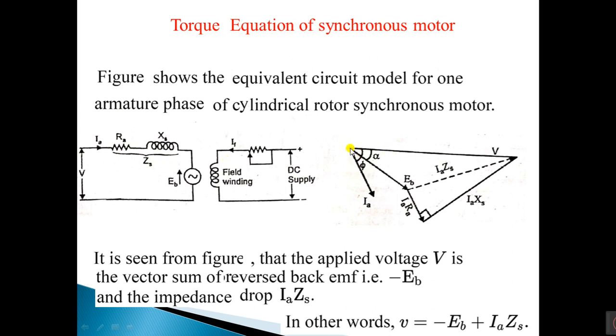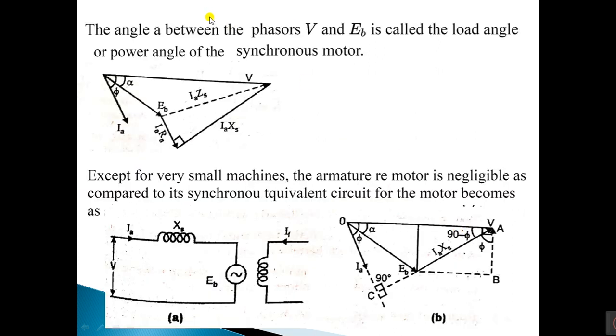See here, the input voltage V, the back EMF EB, and the current and impedance multiplied together. So this is the equivalent circuit of this synchronous motor. This is the phasor diagram of the given motor. So now V equals minus EB plus IA ZS. The angle between the phasors V and EB is called the load angle or power angle of the synchronous motor.